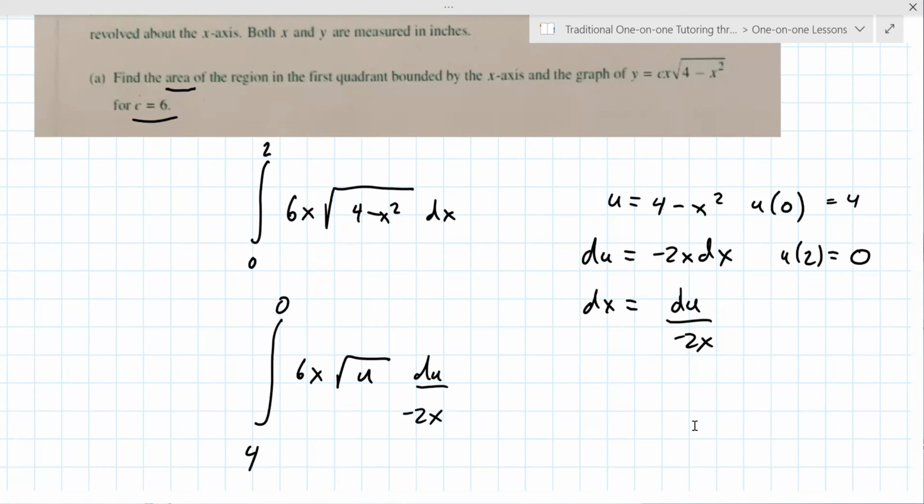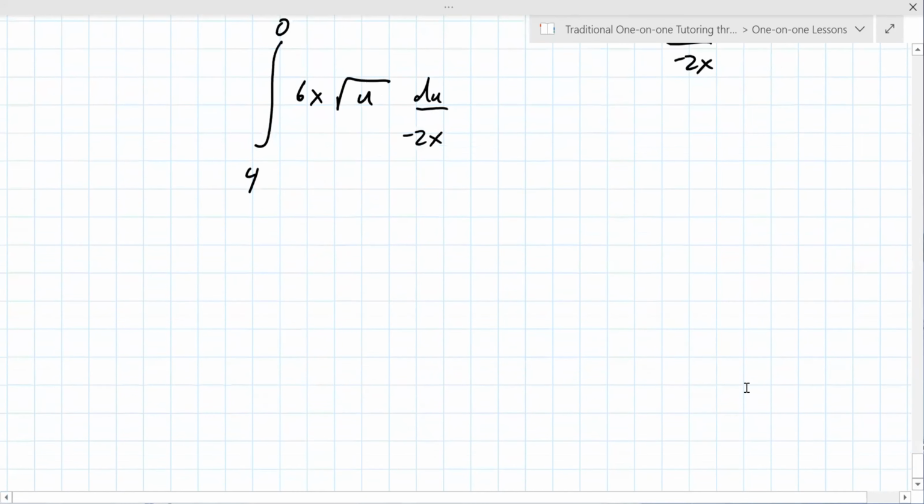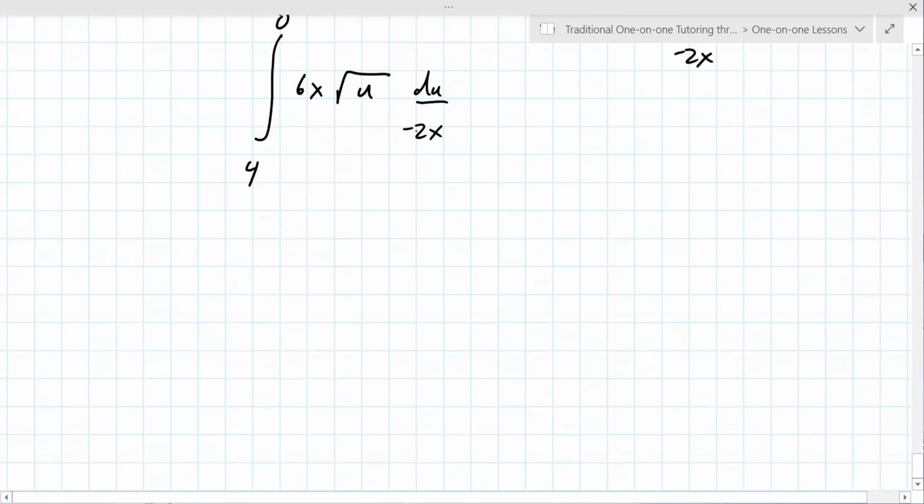Got it. All right, so from here you can see that the x's cancel. 6 divided by -2 is -3. I'm going to put that on the outside. Integral 4 to 0, u to the 1/2 power du.